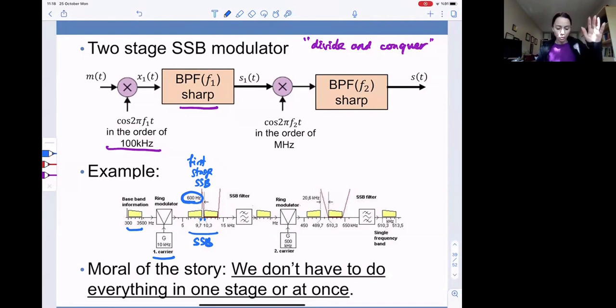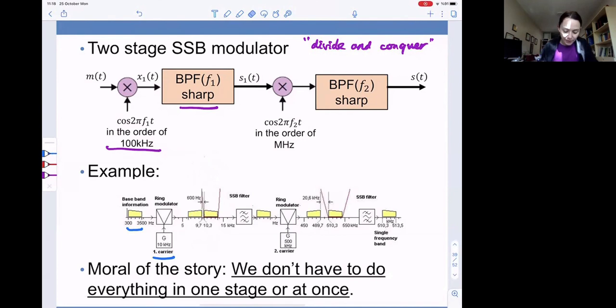Oh, I'm very sorry. Let me take this back. Let's go back. This is not SSB. This is the DSB. I take this back. Sorry about this. So this is actually DSB. And now we're using an SSB filter to recover the upper sideband.